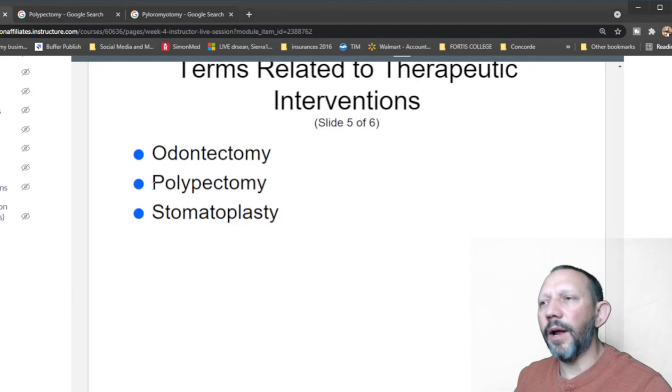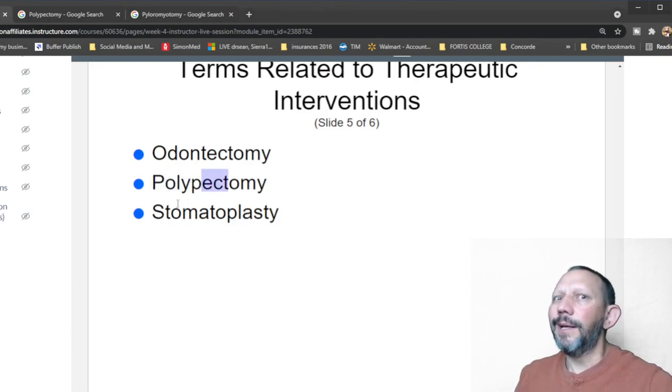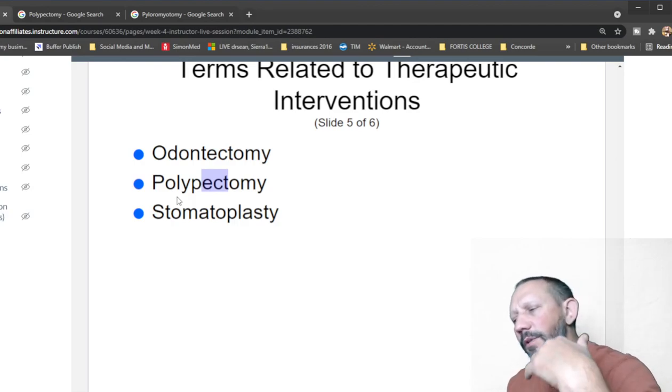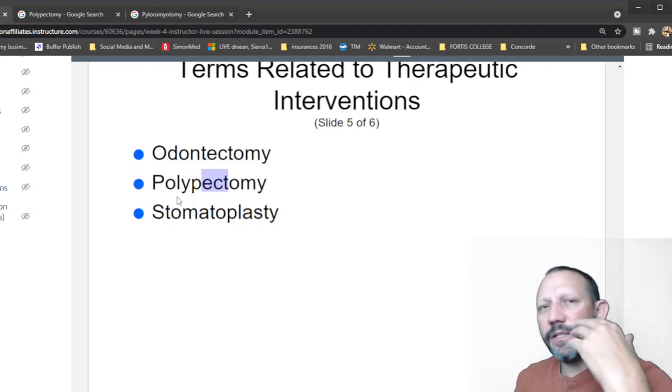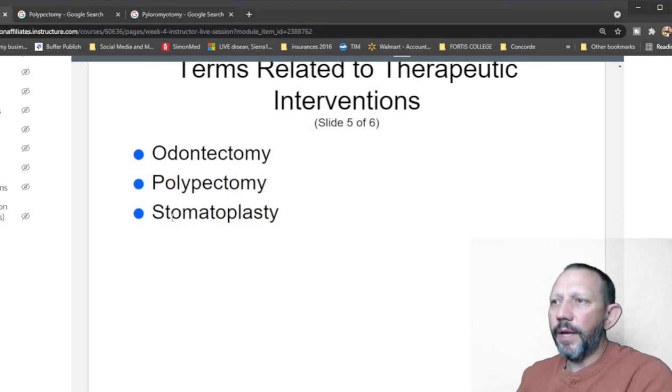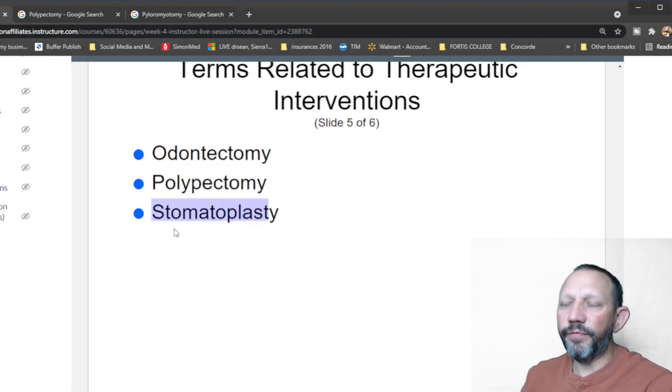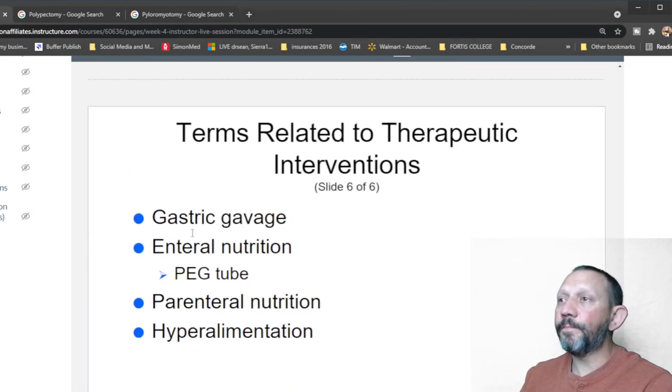So I was reading it wrong. I was going poly means many and pect means chest. So that doesn't make any sense. That's why a lot of times it has to do with the idea of what we're talking about already. Okay, stomatoplasty is fixing the stoma, which is the mouth, really, basically is what that is.